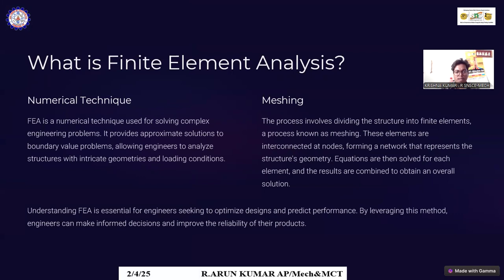During meshing, the process involves dividing the structure into finite elements. For example, if I am considering a one-dimensional problem, I have to divide it into two elements, or three, four, or five elements, based upon your requirement. This process is known as meshing. Whenever you increase the mesh of the particular element, the accuracy of the given product is also better, with more efficiency for the analysis.